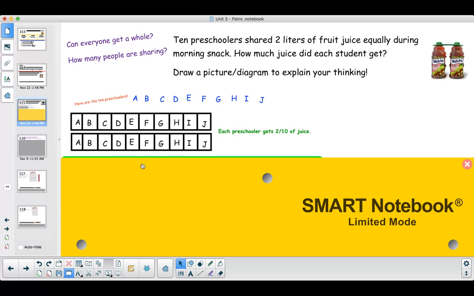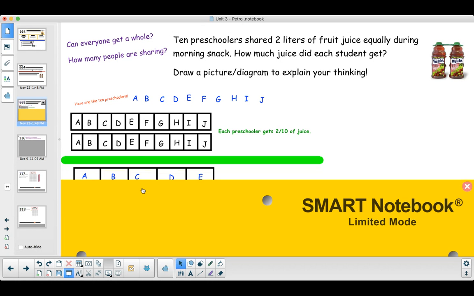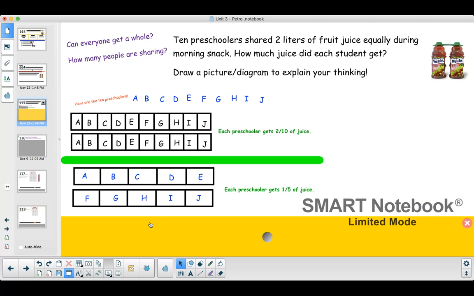fruit juice. Another way that you could have solved was you could have thought, well, I know that 10 people are sharing, and I know I have 2 wholes. I know that 10 divided by 2 is 5. So if I split each whole into 5 equal parts, each preschooler would be getting 1/5 of a liter of juice. So you could have solved this either way. 2/10 and 1/5 are equivalent fractions, so both are the correct answer.